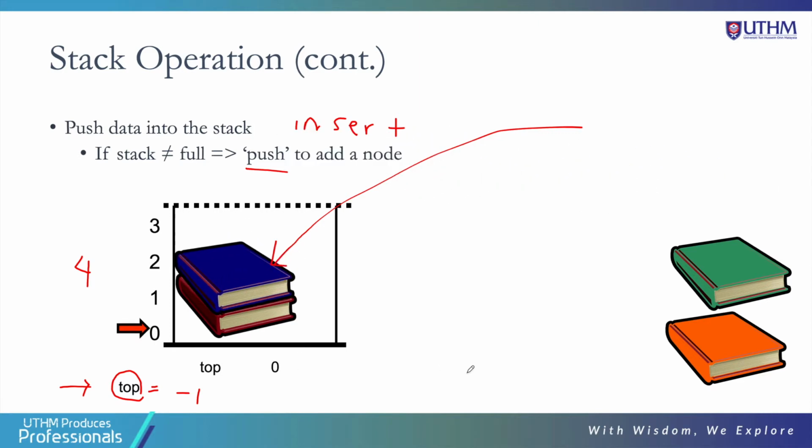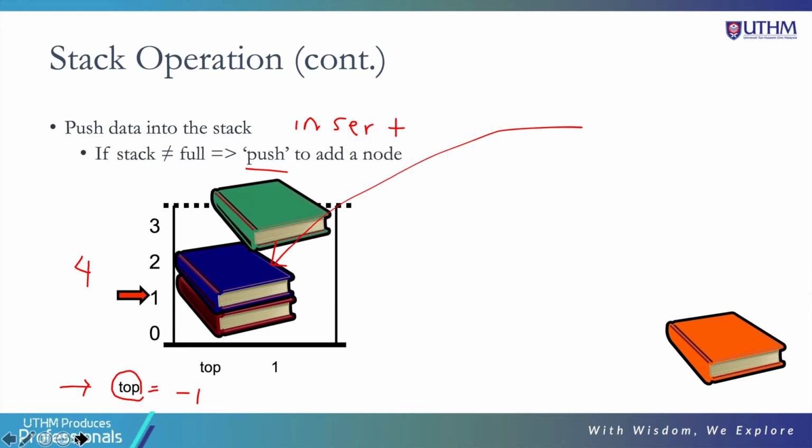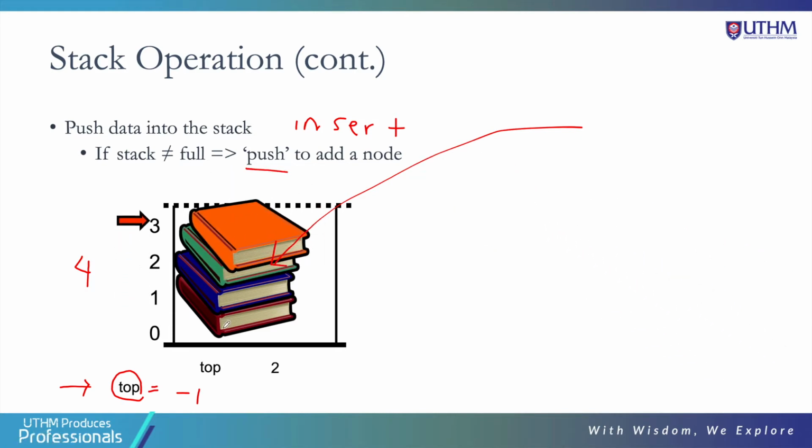Let's say we insert the second book, so the head, or what you call top here, will move to the upper index, which is 1, until the last book. So now the new value of the index of top is 3, meaning that the stack is already full. Why? Because the size of the stack is 4, so we can't add any more books.